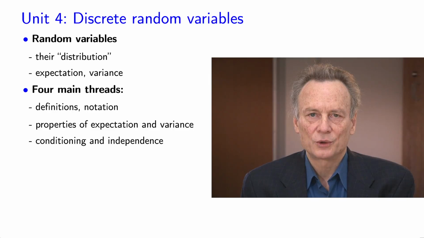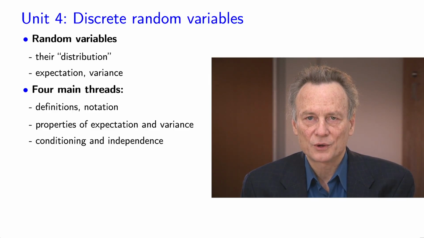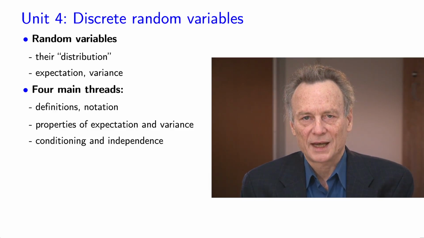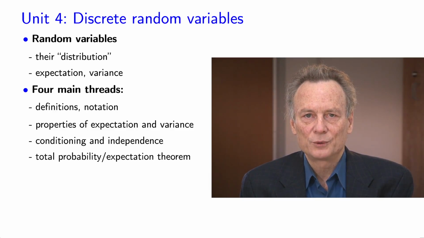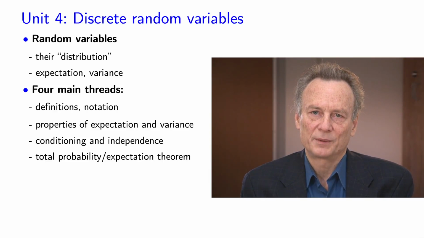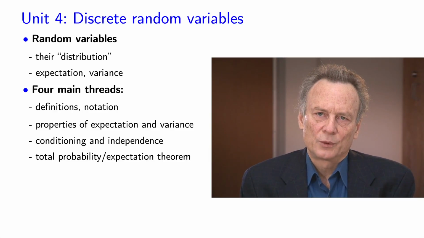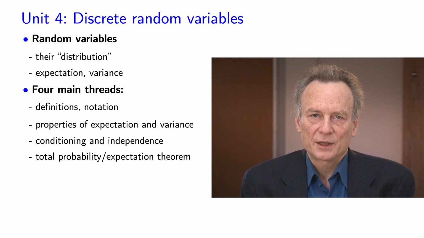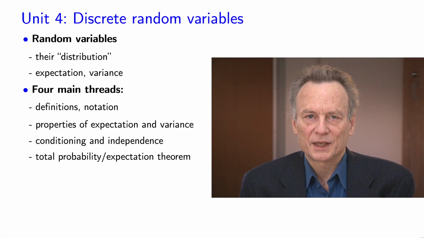We will discuss conditional counterparts of all the concepts that we introduce, as well as the concept of independence of random variables. The last thread builds on 2 basic tools that we developed earlier in this class: the multiplication rule and the total probability theorem. We will see their counterparts in the context of random variables, as well as an extension, the total expectation theorem.